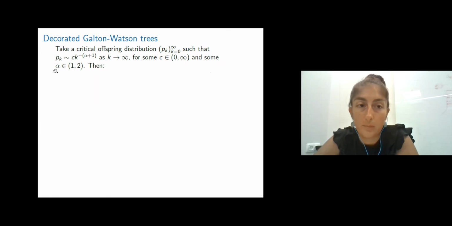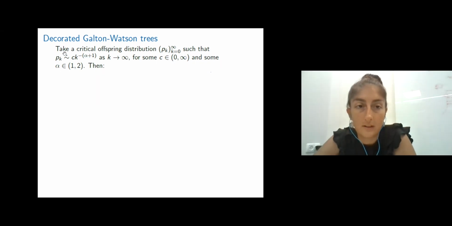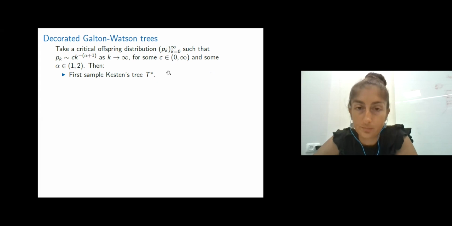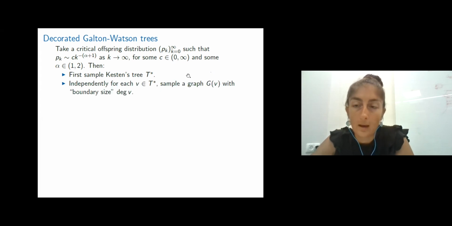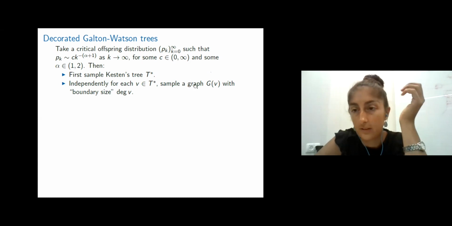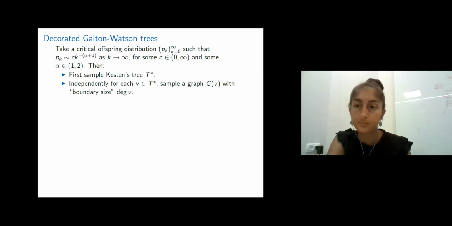But we need to fix some parameter alpha, which determines the geometry of the tree and will determine the geometry of our decorated trees as well. So we fix some parameter alpha, which determines the law of the tree. And then we sample a critical Galton-Watson tree, conditioned to survive with this offspring distribution. And then we want to do this operation where we insert a graph at every vertex of the tree and then join the graphs together, a bit like we had in the previous picture.